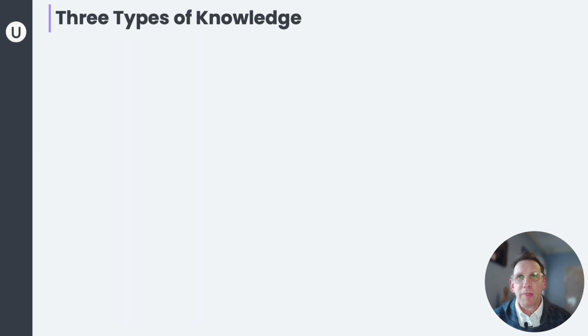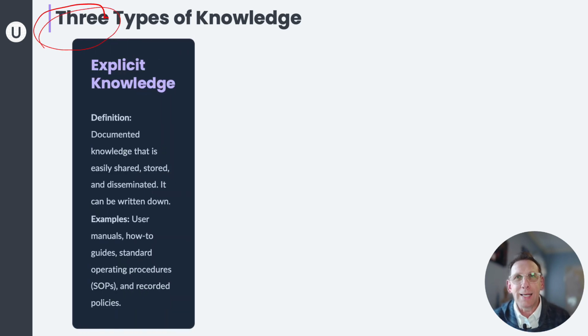When it comes to knowledge management, there are essentially three types of knowledge. One is explicit knowledge. This is documented knowledge that's easily shared, easily stored, easily disseminated. And it can be written down. Some examples of this are user manuals, how-to guides, standard operating procedures or SOPs, and recorded policies.